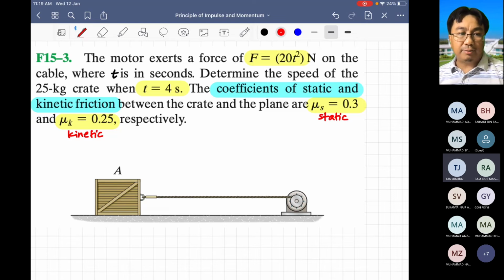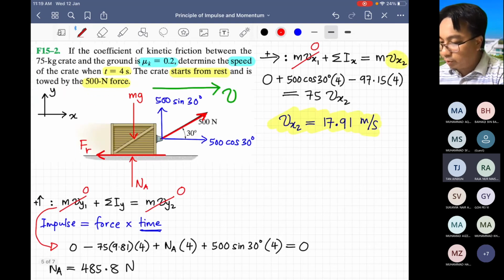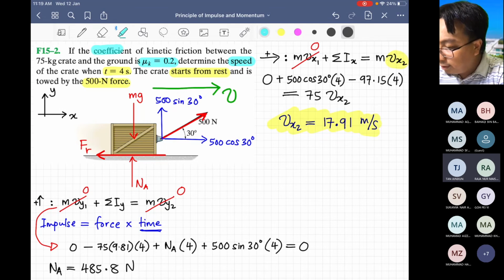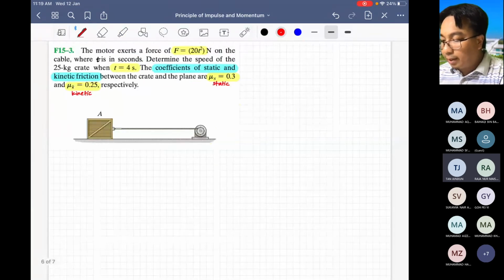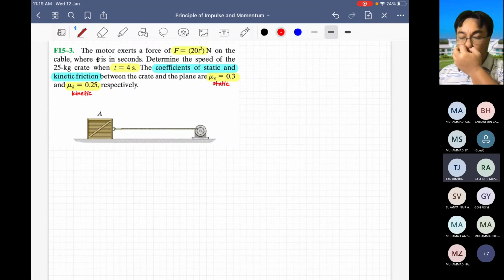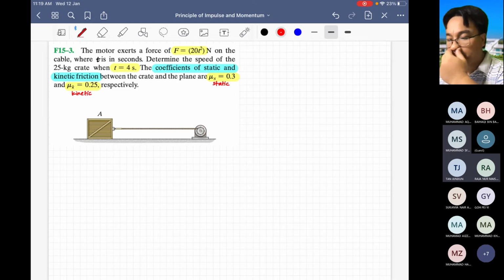Ada siapa-siapa boleh bagi tahu saya kenapa dia bagi dua? Kalau tadi dia bagi apa? Let's go back to the previous question. Dia bagi coefficient of, kalau kita baca dekat sini, coefficient of kinetic friction. Okay, yang ni dia bagi kinetic friction, mu k. Tapi dalam ni dia bagi static and kinetic friction. So what is the reason why soalan ini beri dua jenis coefficient of friction? Anyone? Any idea? Kenapa dia bagi dua?